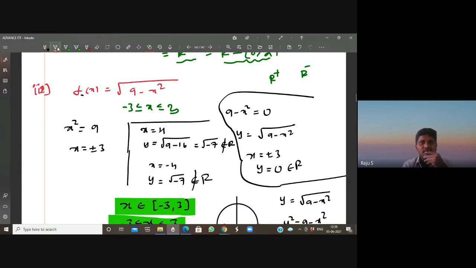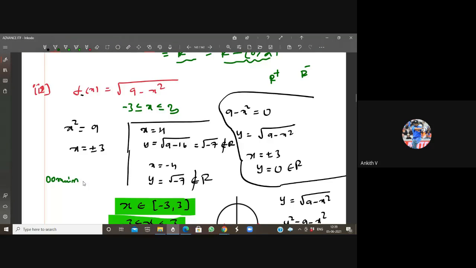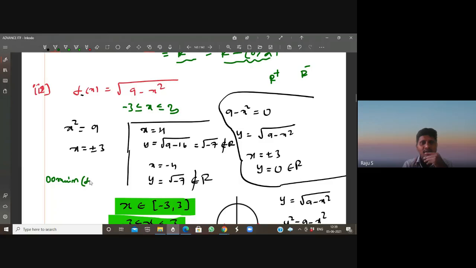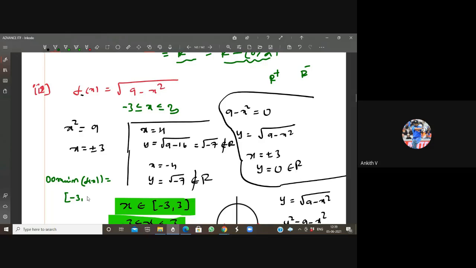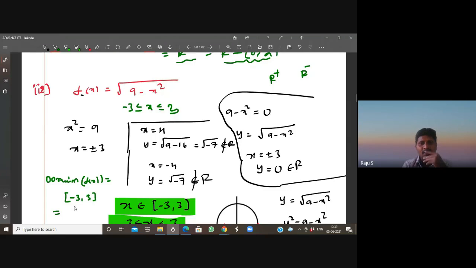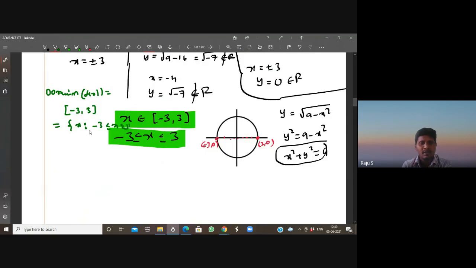The domain of the function, we can write in two ways. Domain of the given function f of x is equal to the closed bracket minus 3 to 3, real numbers. And if someone asks for set builder form, then we can write set builder form also. What can we write? x such that x is from where to where? Minus 3 lesser than or equal to x lesser than or equal to 3. Like that we'll write. Am I right? You can write any one of the ways: x such that minus 3 lesser than or equal to x lesser than or equal to 3.